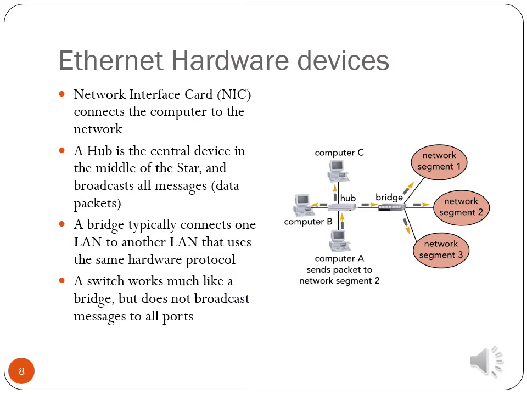From the bridge, it breaks into 3 different network segments. Each one of those segments would have its own hub and its own group of computers. So the bridge was a way to connect different small star networks together, creating a bigger star network.